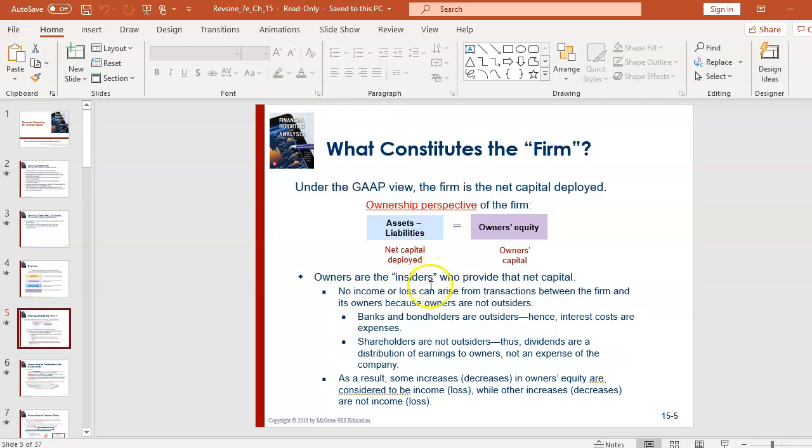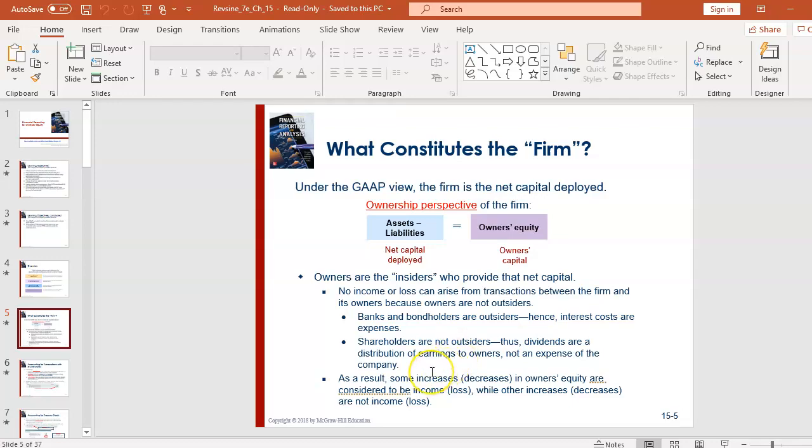Owners are the insiders who provide net capital. Net income or loss arises from transactions between the firm and outsiders, people that are not owners. Banks and bondholders are outsiders, so interest is a cost or expense. However, shareholders are not outsiders. They are actually owners of the company, so they get dividends, which is not an expense. So that answers the question, why is interest an expense, but why are dividends not an expense? That would explain why.